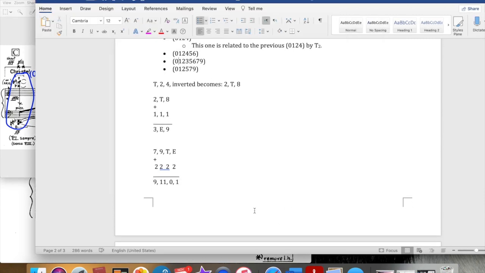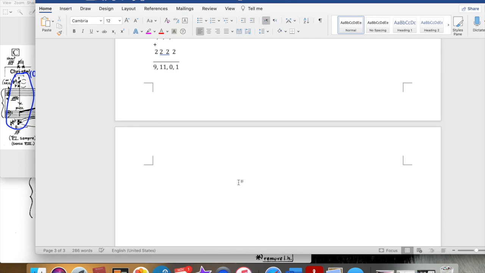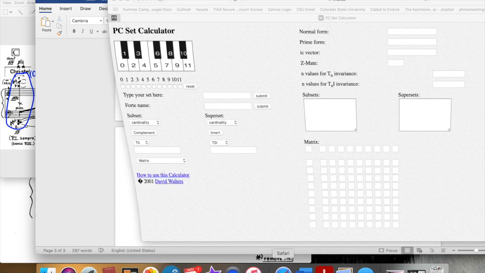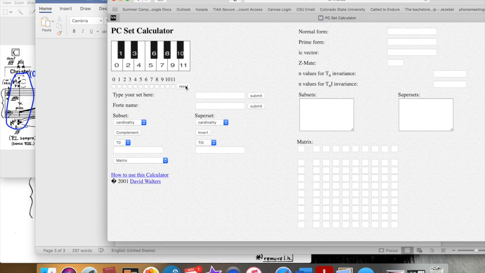Okay, so 0, 2, 6 is significant because it is a whole tone subset. So 0, 2, 6 is a subset of the whole tone scale. I'll spell it out the first time. So what's the whole tone scale? Hopefully you remember that. Let's go back here, reset. So what's the whole tone scale? Only whole steps. 0, 2, 4, 6, 8, 10.